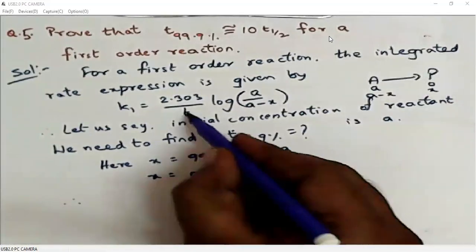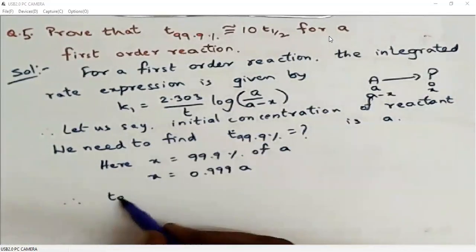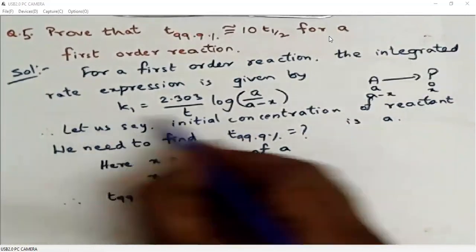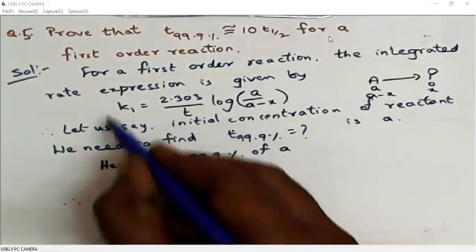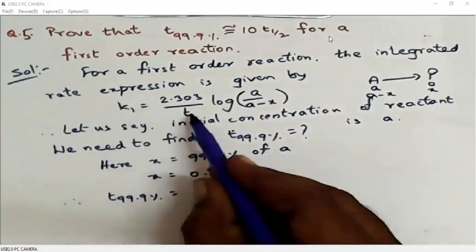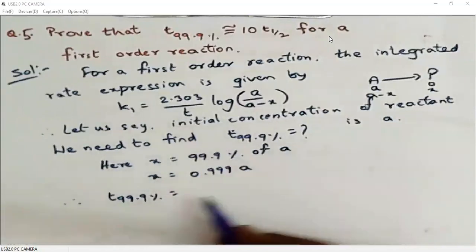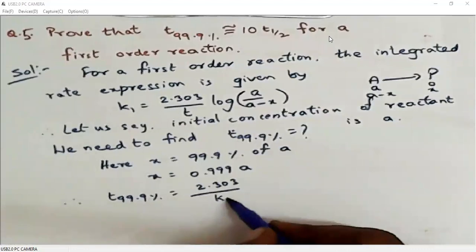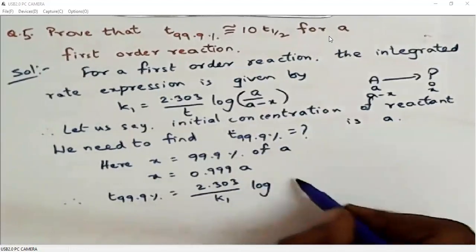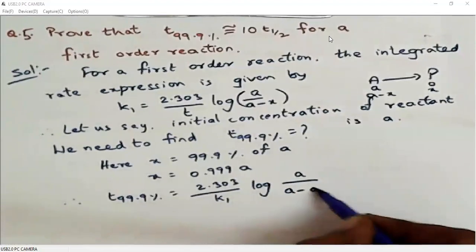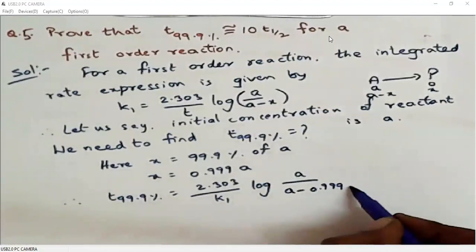Therefore, we will rearrange this equation. We will bring this T to this side, so it is a denominator. When it comes this side, it becomes numerator. K1 here is a numerator; when it goes this side, it becomes denominator. So T is 2.303 by K1 logarithm of A by A minus X. What is X? 0.999 of A.